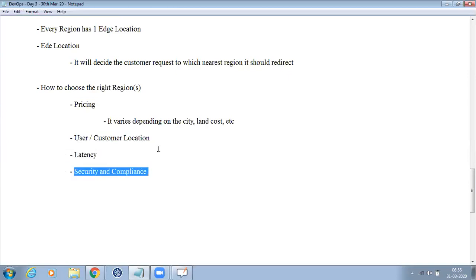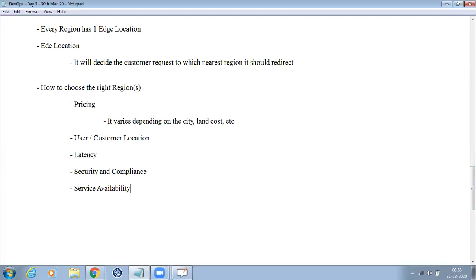So it all depends on the industry you are coming from, so that we can recommend. We have to know the customer background so that we can recommend the best region for them. Okay, the next factor is service availability.